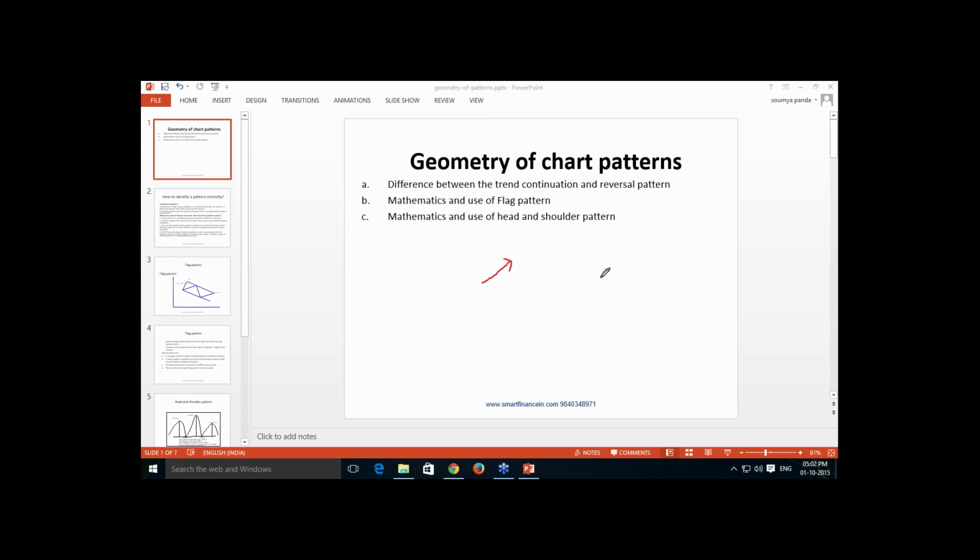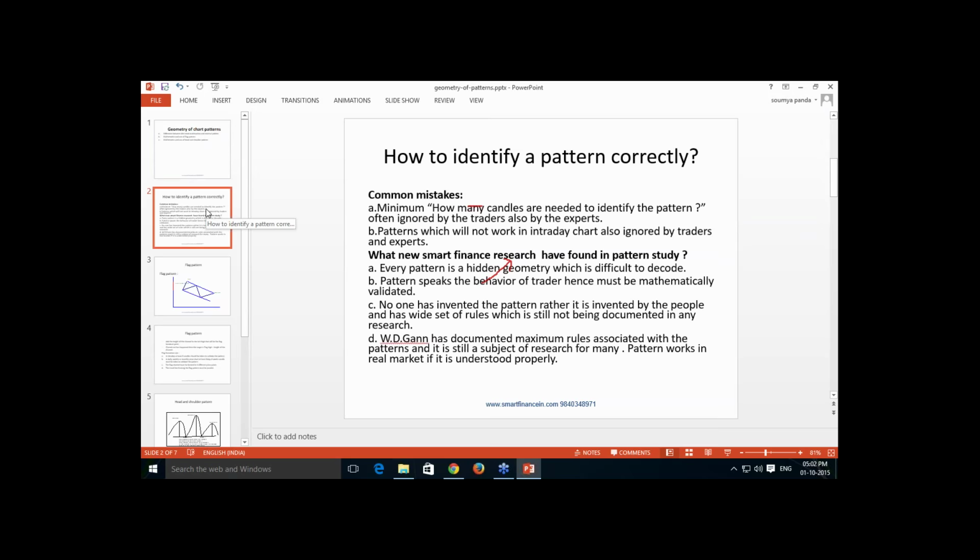And in WD Gann's method, for those who have my book on WD Gann's method, there also I have given a couple of mathematical techniques to identify the pattern. WD Gann has extensively given the mathematical procedure for identifying the pattern. However, in this particular lecture, I'll be taking the mathematical aspect of a pattern, how you can understand a pattern, and how you can make a trend forecast using the pattern.